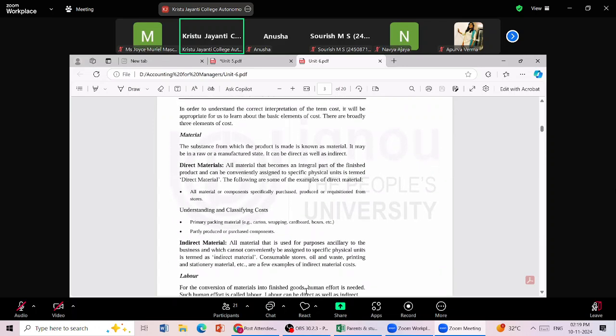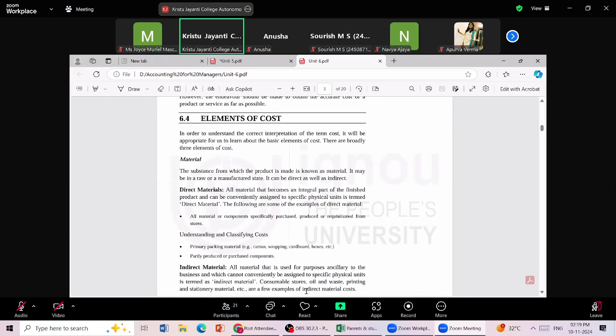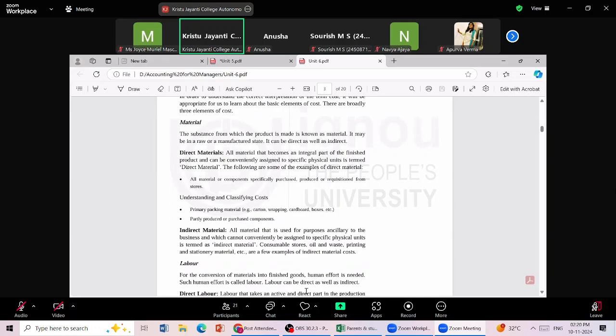Here you will be preparing, there are various elements of cost. One is direct material. Material means the substance from which the product is made, which is nothing but your raw material. Under material you have direct material and indirect material. Anything connected to the manufacture or production is called direct material, and anything supporting that is called indirect material. Example: oil, waste, printing, all these can be considered as indirect material.